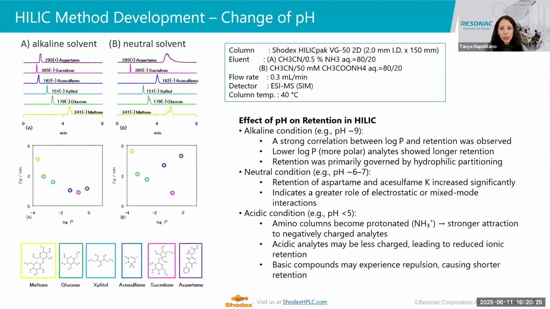And although it's not shown here, let's talk about acidic pH. In acidic conditions, amino type columns become protonated, forming protonated amine groups. And this allows them to attract negatively charged analytes, so retention increases for acids. At the same time, acidic analytes may lose their charge and basic compounds can become positively charged, leading to electrostatic repulsion and reduced retention. So the takeaway here is pH can dramatically change the charge state of both analytes and the column, which shifts the balance between hydrophilic and ionic retention.